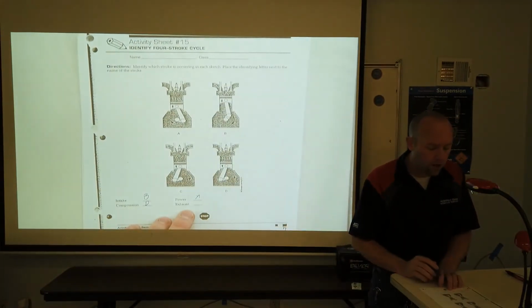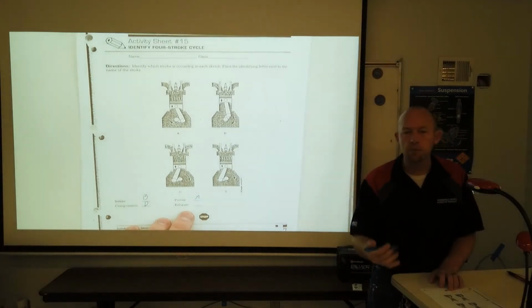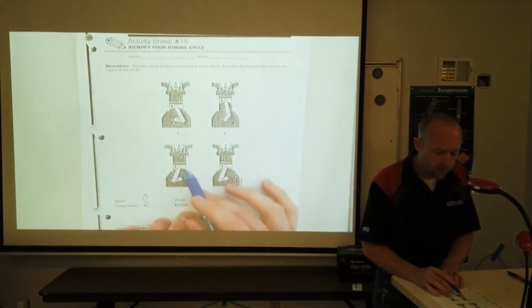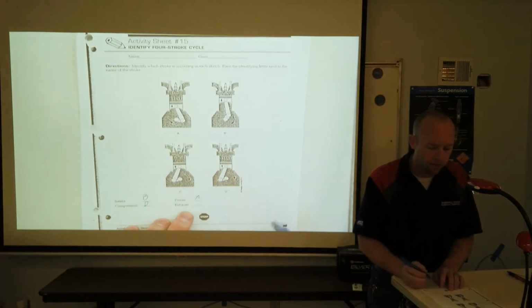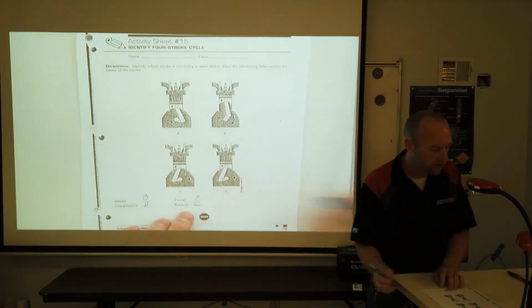Then on our exhaust stroke, we expect the piston to be moving up and the exhaust valve to be open. So on this one, the piston's moving up and we've got a valve that's open. So C would be the exhaust stroke.